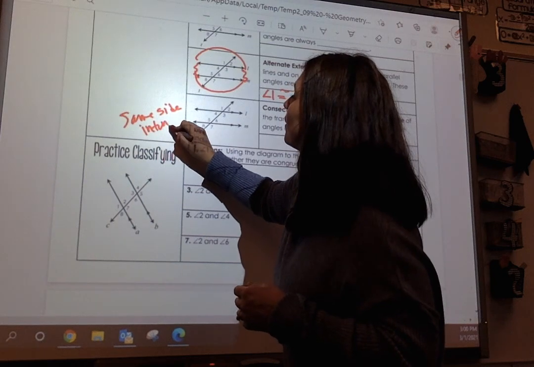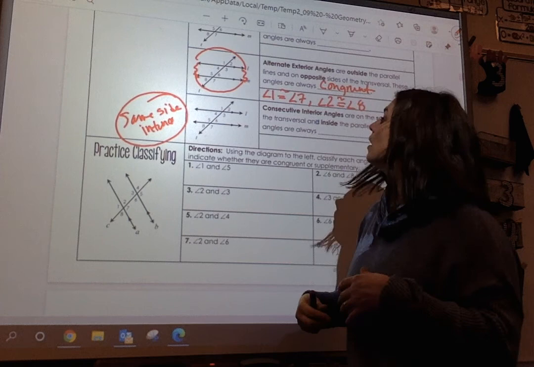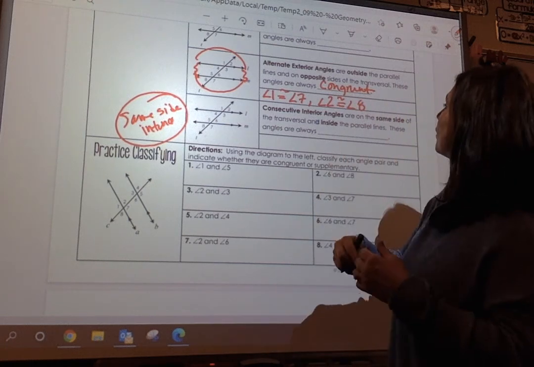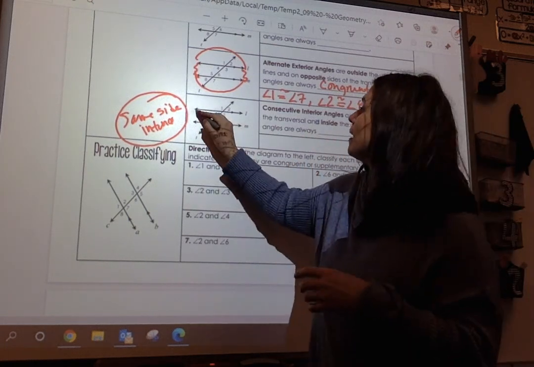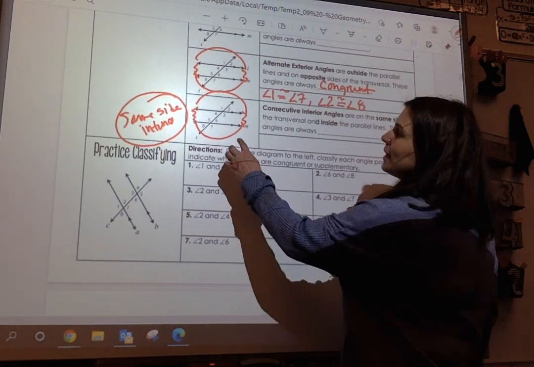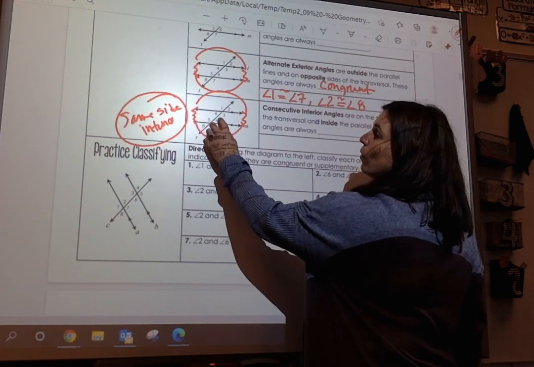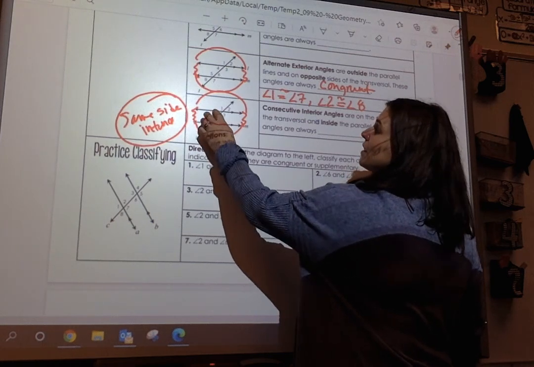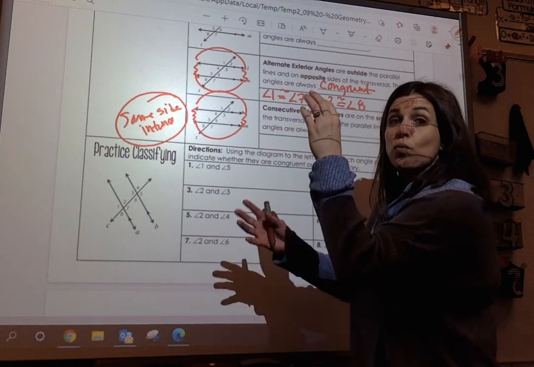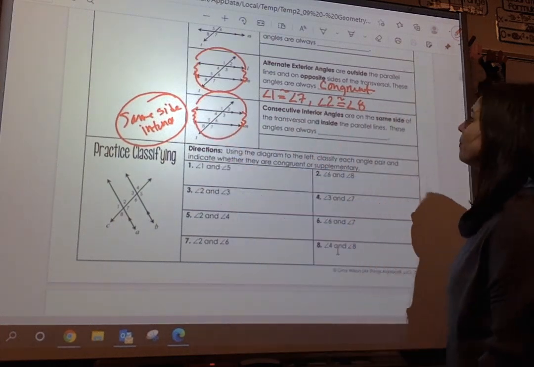Same-side interior angles. I like same-side interior because it means same-sided transversal. So consecutive interior, again, inside that hamburger bun is what I want you to think. And so inside, and they're on the same side of the transversal. So angles 5 and 4 and angles 3 and 6. These are consecutive interior angles. They're right next to each other, right beside. Same side of that transversal, okay?